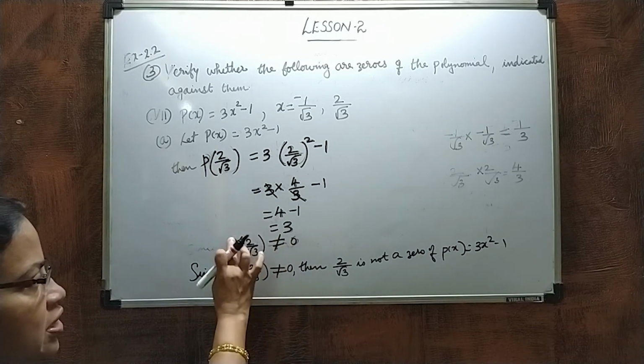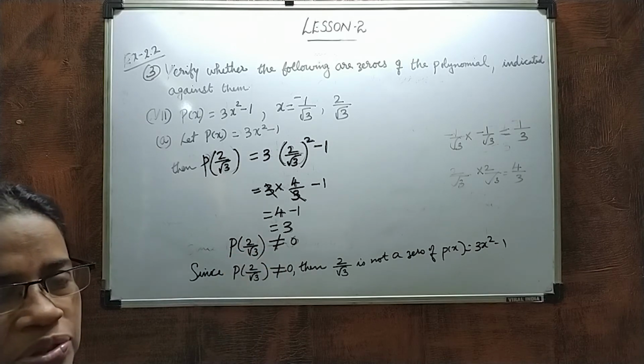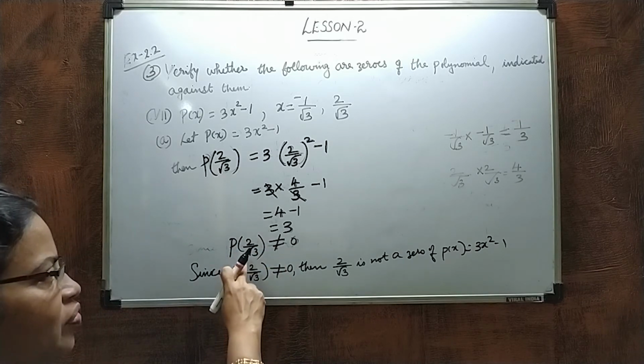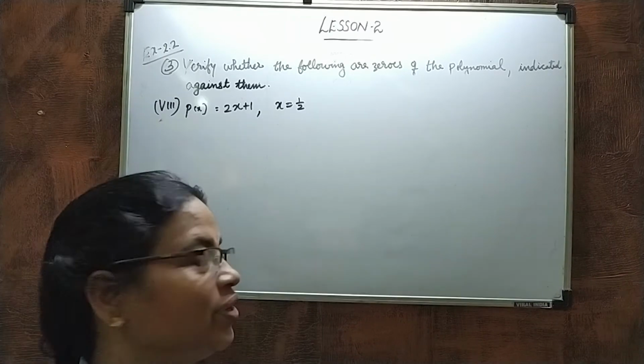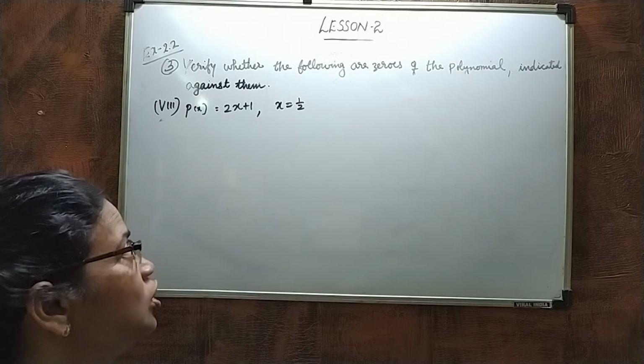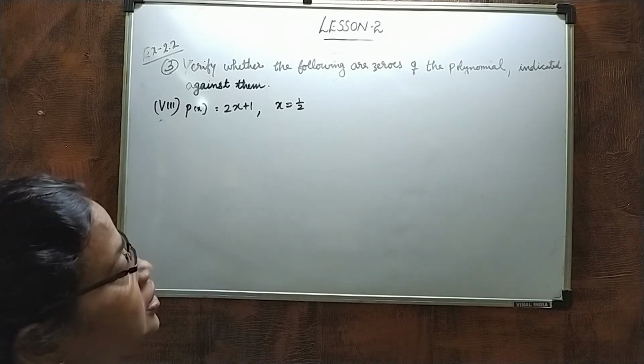Better, after this, just write polynomial. In previous questions we did not write like that, so next onwards just write it. Write P of whichever one they are giving. Clear? Now, 8th question. P of x is equal to 2x plus 1 and x is equal to 1 by 2.